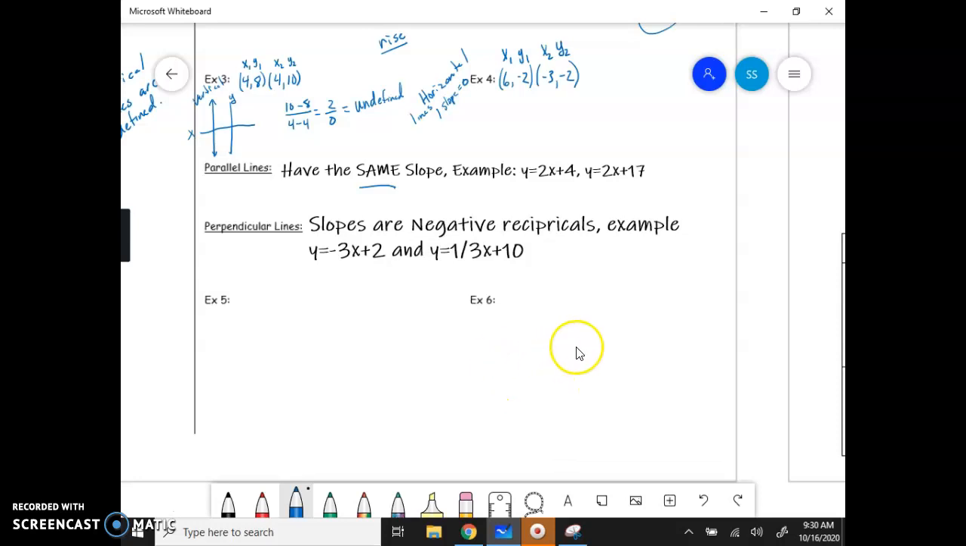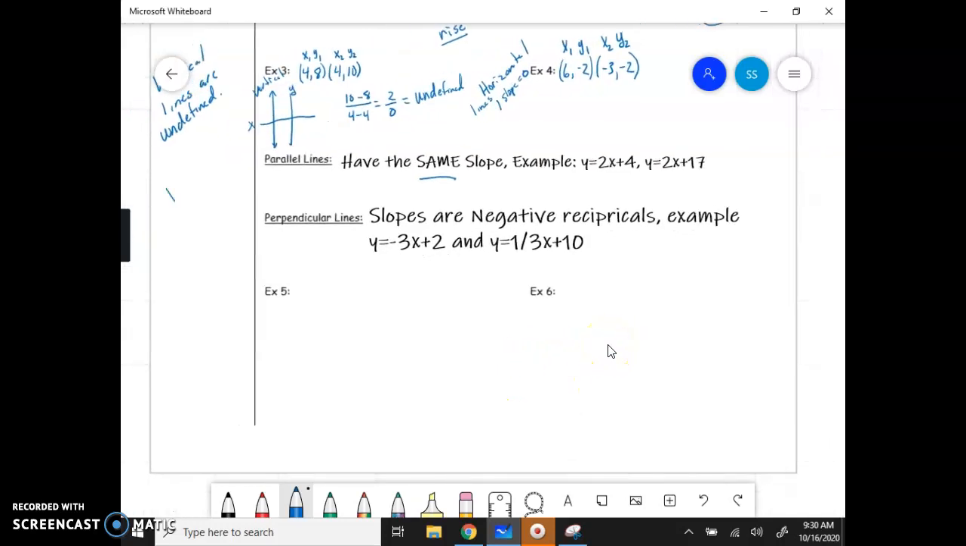If we remember, a line in slope-intercept form is y = mx + b, where m is the slope and b is the y-intercept. Whatever the value is in front of the x, that's your m. So the m here is 2 for this line, and the m for this other line is also 2. These slopes are the same, which means these lines are parallel. That was pretty easy.